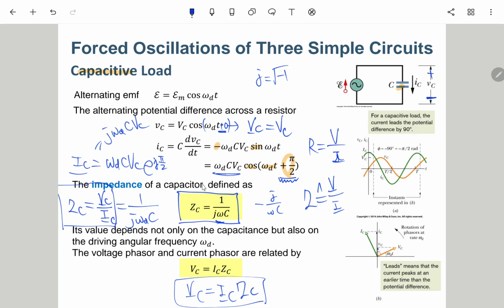Impedance of a capacitor, impedance of an inductor, and impedance of a resistor. But the impedance of a resistor is R itself. For the impedance of the capacitor, it is 1 over j omega C.